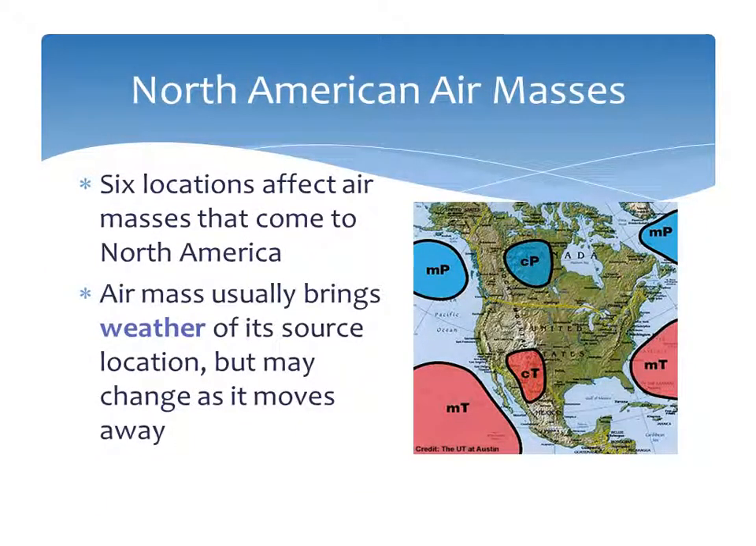As you can see on one of the slides before, air masses are all over the world, but because we live in North America, we're going to focus on 6 locations that affect those air masses. An air mass usually brings weather of its source location, but as it moves away from its source, it could change depending on the location it goes to.